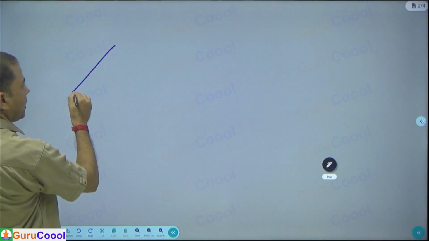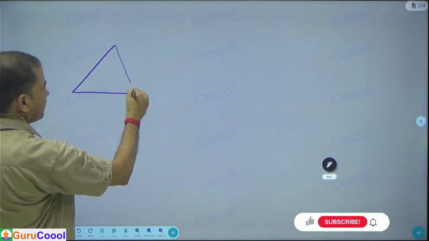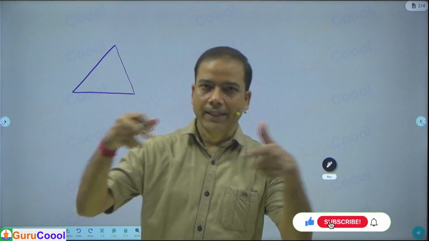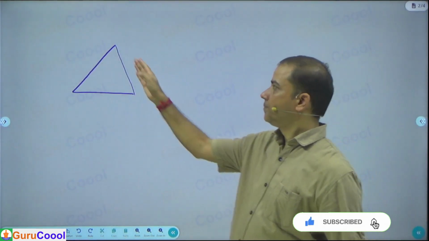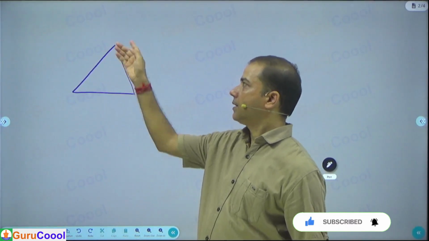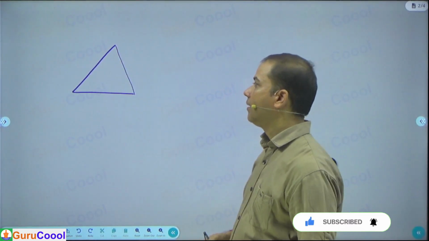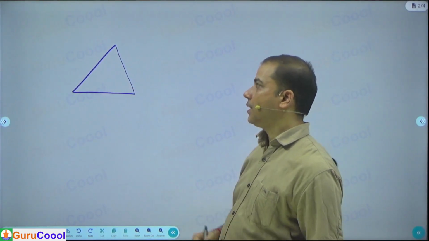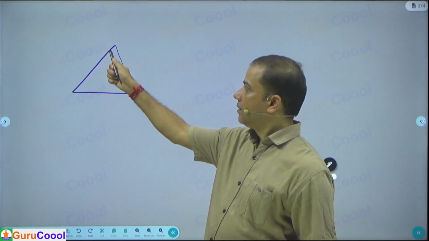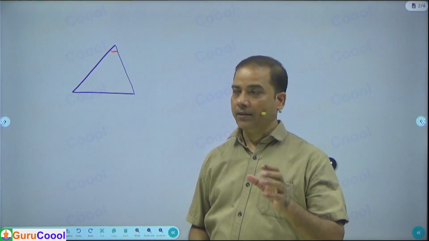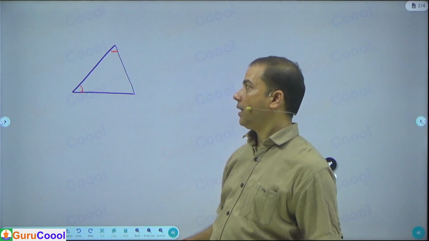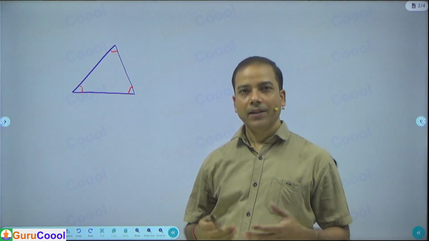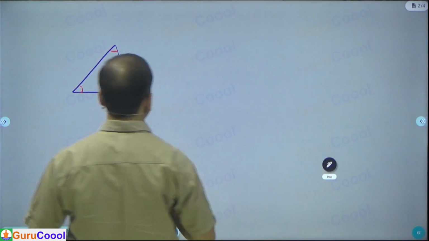Whenever you draw a triangle, you draw three intersecting lines with each other. This line, and this line. Actually, line segments. They are intersecting with each other and they are forming a triangle. This is called interior angle. This is an interior angle. This is also an interior angle. So what is interior angle?